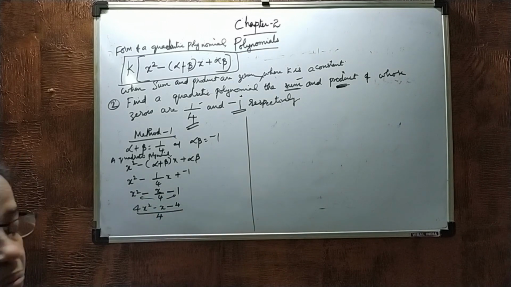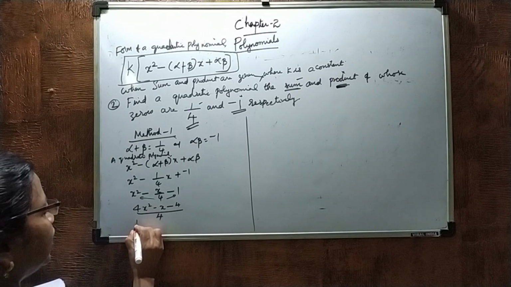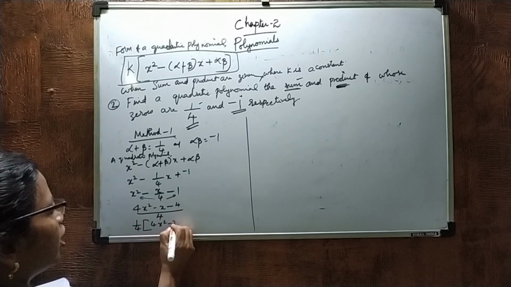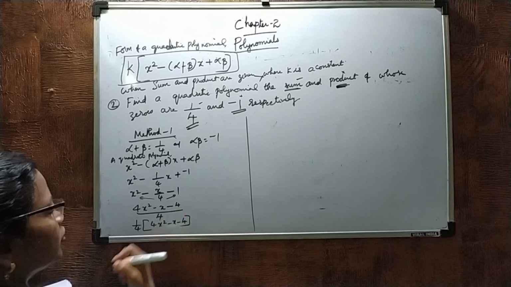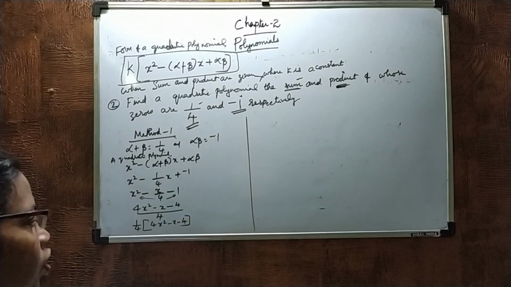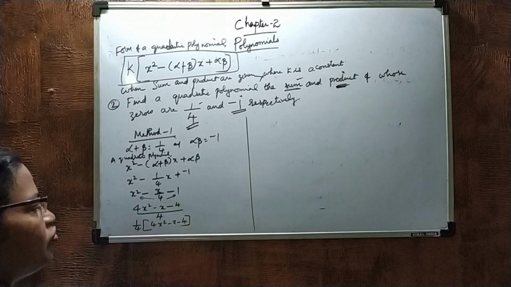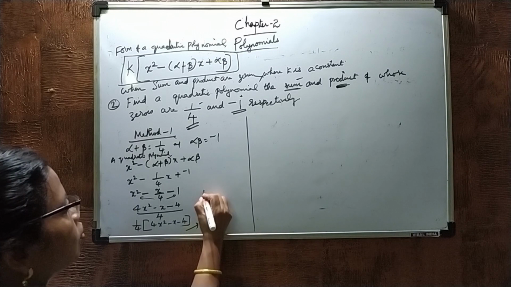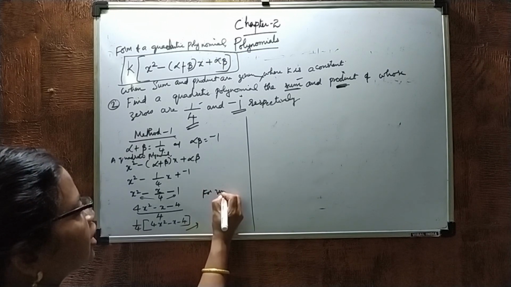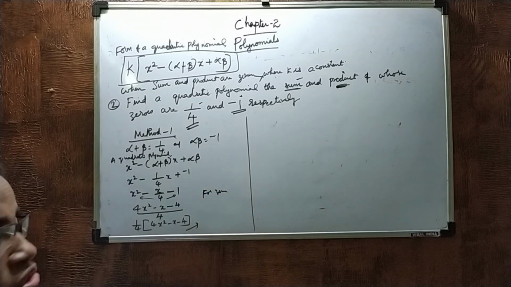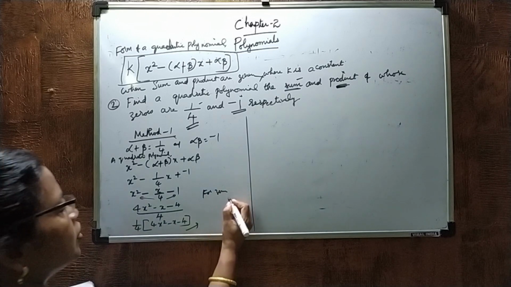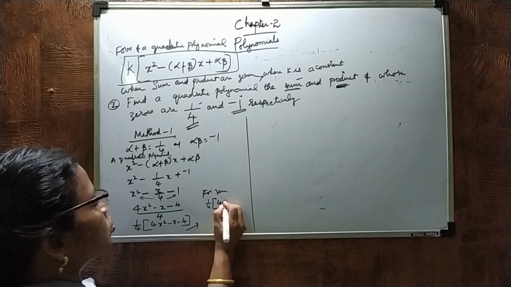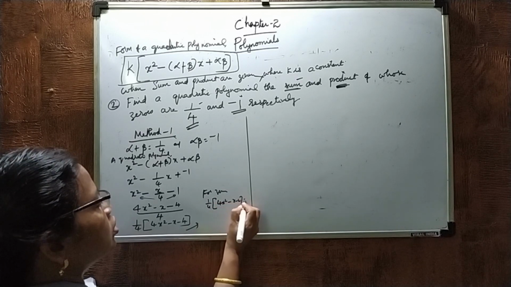Now 4 is the LCM. What you have to do is take this 4 outside: 1 by 4 into (4x square minus x minus 4). This will be a quadratic polynomial. If you want, you can cancel the 1 by 4, because when 4 zeros, what will happen? It will be equal to 0. We write 1 by 4 into (4x square minus x minus 4) equal to 0.